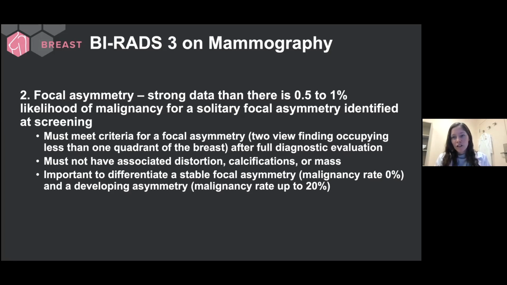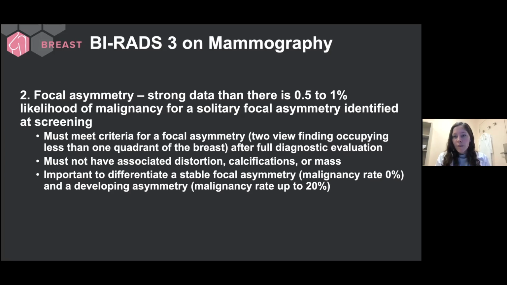That would just be considered part of that patient's normal fibroglandular tissue versus a developing asymmetry. And that's a new or increasing 2-view asymmetry. And it's been shown that even without an ultrasound correlate, a developing asymmetry can have a malignancy rate up to 20%. So a developing asymmetry really should be given a BI-RADS 4.